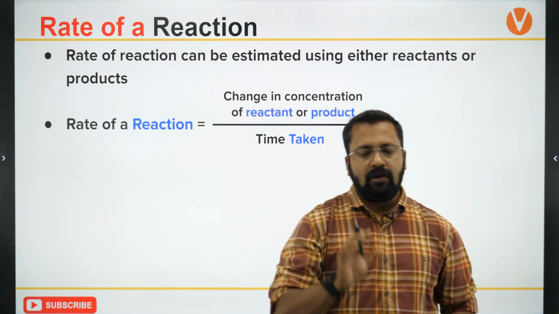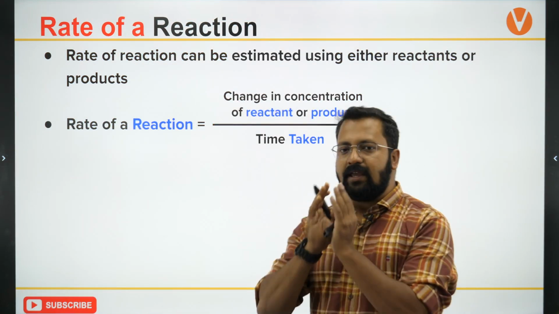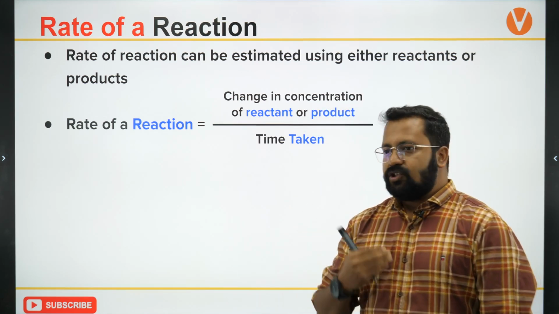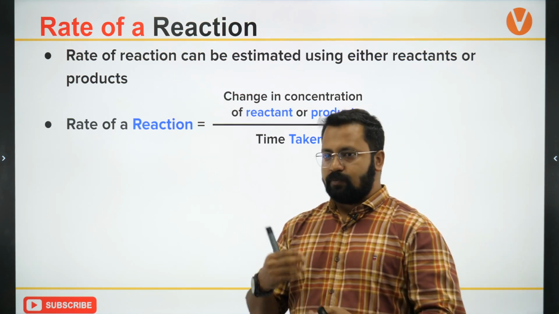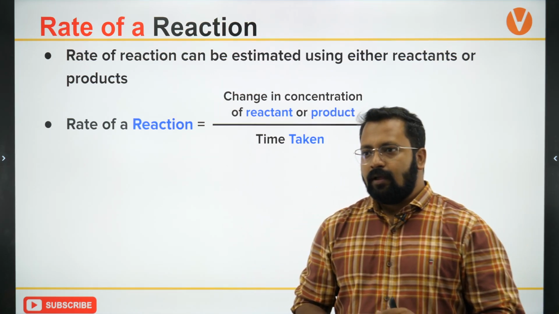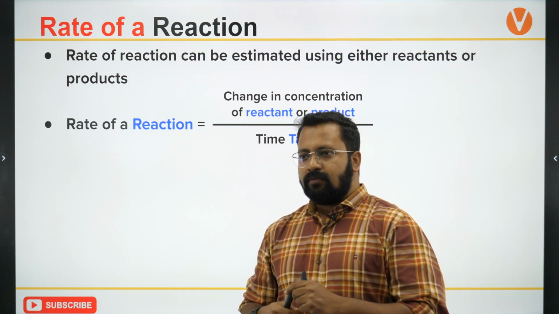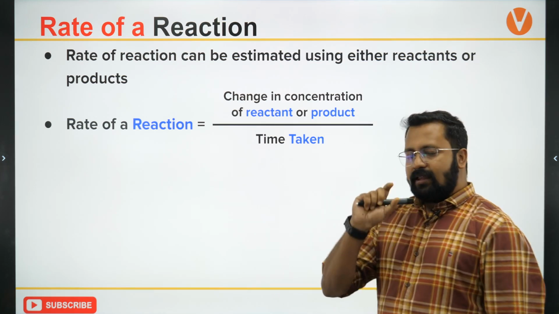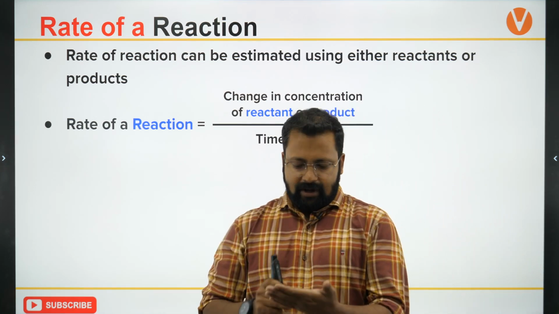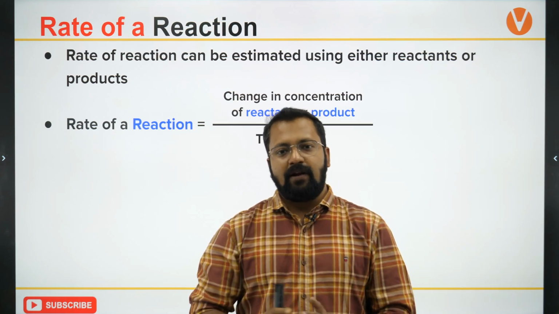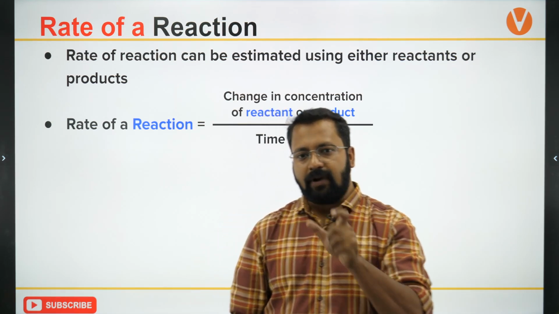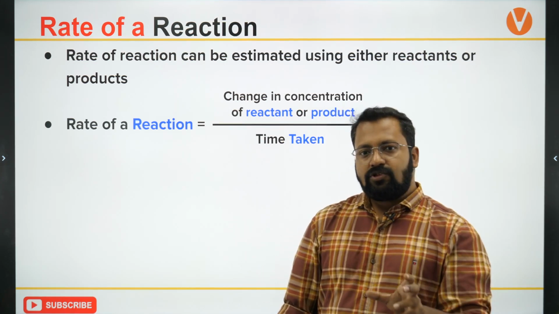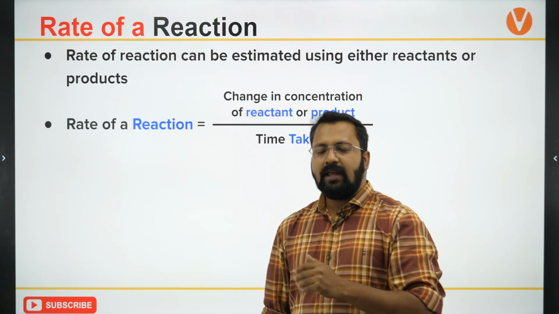What is the meaning of rate of reaction? The moment I introduce the word rate, you must have read here rate of change of velocity, rate of change of displacement. In physics also you must have read that rate of change of displacement, rate of change of velocity. What is the meaning of rate? The change of displacement in a given amount of time, change of velocity in a given amount of time.